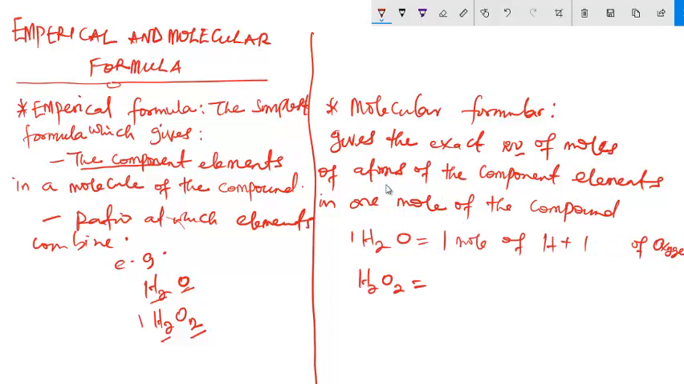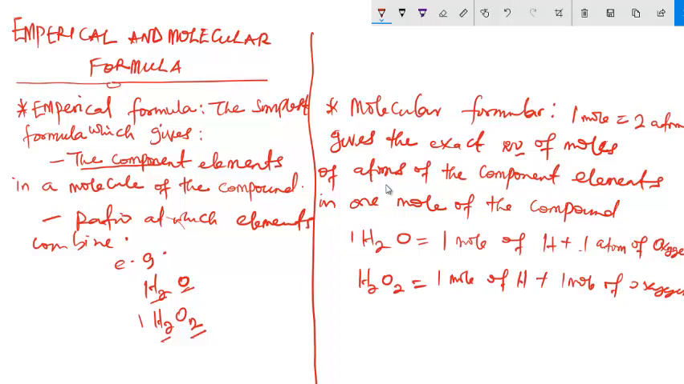And what that means is 1 mole of hydrogen combines with 1 atom of oxygen. Why is it 1 atom of oxygen? Because 1 mole of oxygen contains 2 atoms of oxygen. So in the case of hydrogen peroxide, we've seen that hydrogen peroxide is H2O2, and that is 1 mole of hydrogen combined with 1 mole of oxygen. Here we can say this is half mole of oxygen.